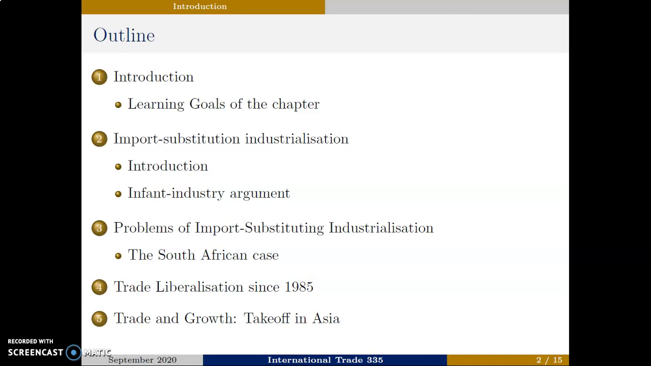Despite the popularity of these arguments and instruments of trade policy, there are problems with these. We will discuss these problems in more detail under Section 2. Before moving on to this discussion on how trade liberalization has happened since 1985, we will also look at the South African case of import substitution. The final section of the chapter briefly discusses the economic development and growth of Asian countries and how they used international trade to achieve this growth.